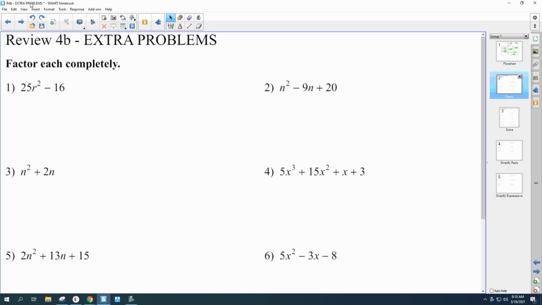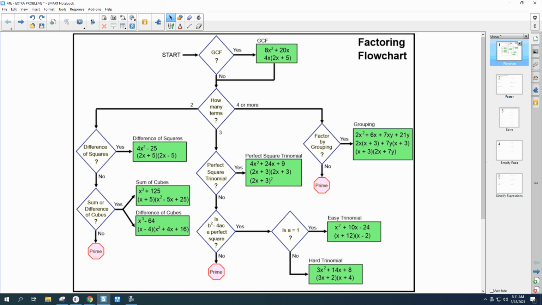Review 4B, extra problems. Starts with factoring problems. It says factor each completely. So the big thing about this is being able to identify what type of problem it is. If you go back and look at the flow chart that's available on Schoology if you want to, you first have to ask yourself if there's a GCF.